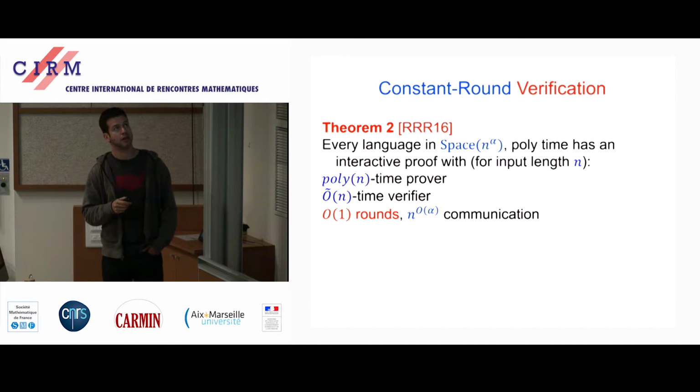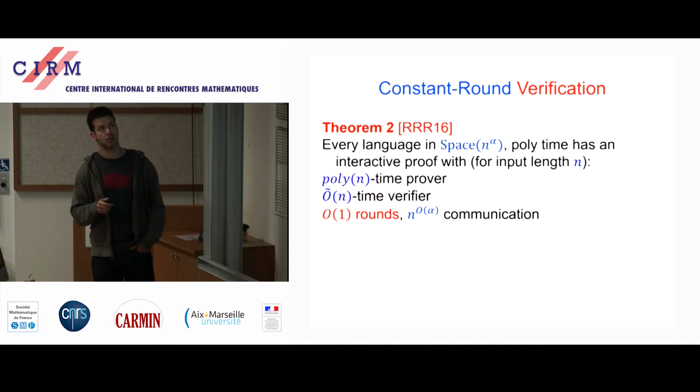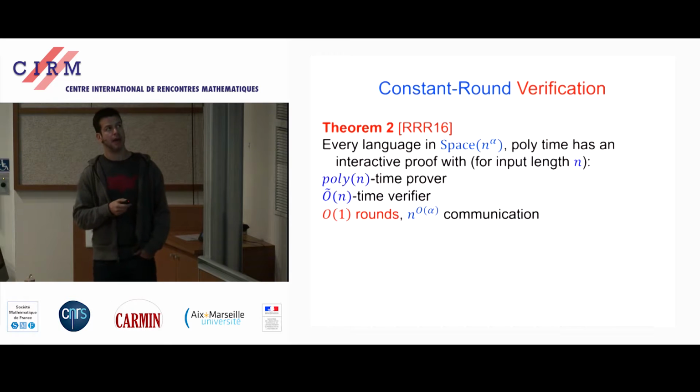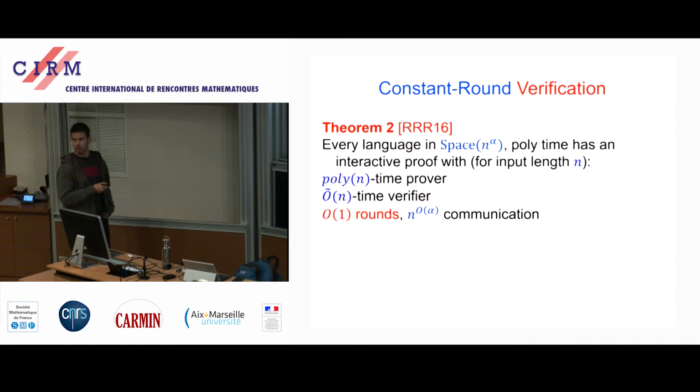The verifier is quasi-linear, assuming alpha is small enough. So alpha is, say, something like a third or a half, at most a third or a half. The verifier is quasi-linear. And now the number of rounds is constant. Instead of a polynomial number of interaction rounds, it's constant. That's significant because if you're running the protocol, rounds of interaction have latency, so it's interesting in theory. It's also interesting in practice.